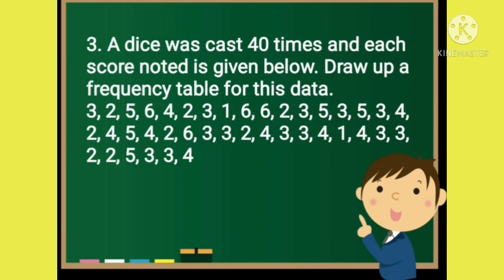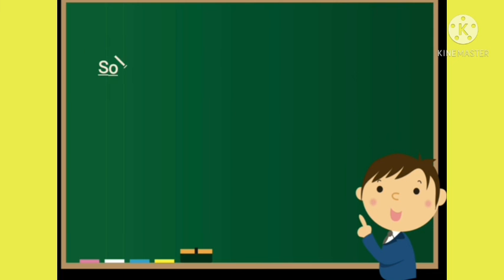Let us see the third sum. A dice was cast 40 times and each score noted is given below. Draw up a frequency table for this data. The scores are given and we have to draw a frequency table. Let's start solving it.